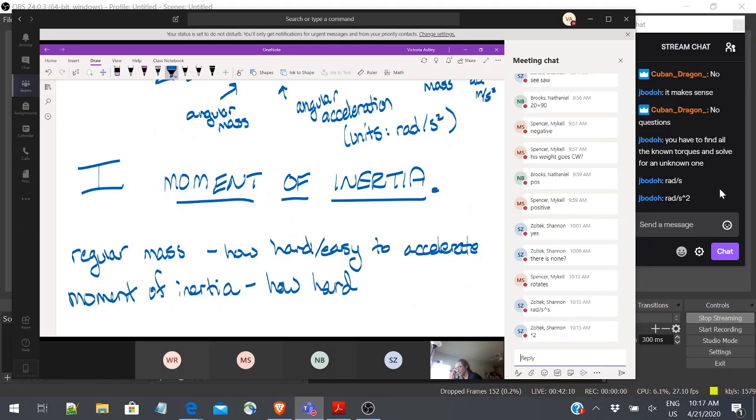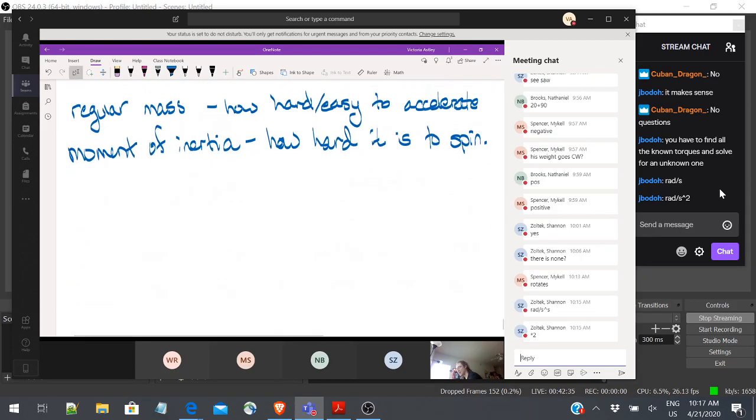Now, this is really unfortunate because there is a great lab for this, where you can really feel the difference that the distribution of mass makes. But sadly, you can't. Sorry. So this has to do with the mass, and how the mass is distributed. And it has to do with the axis.